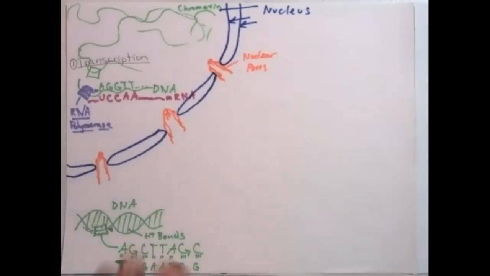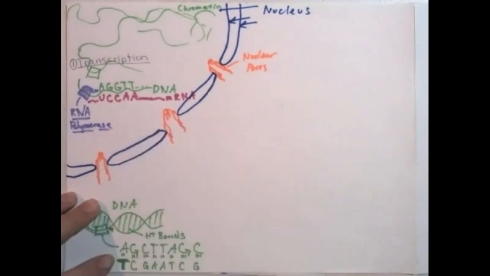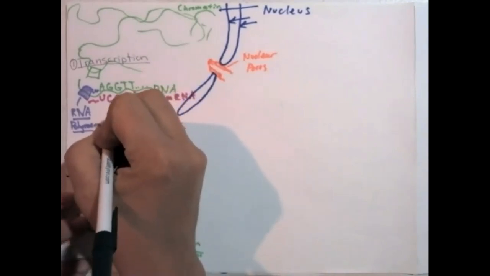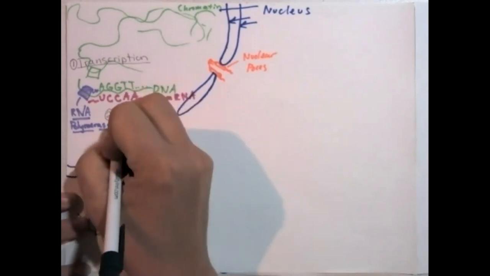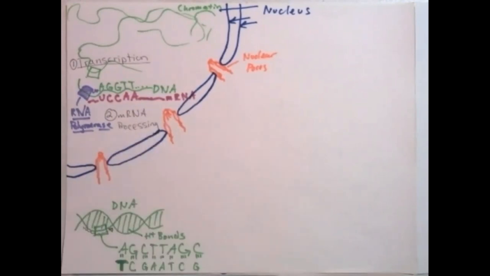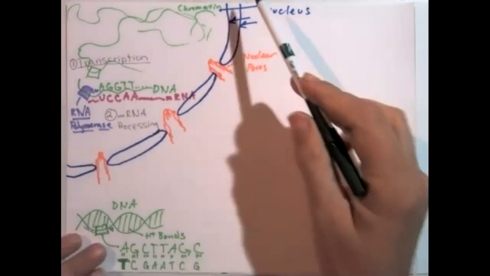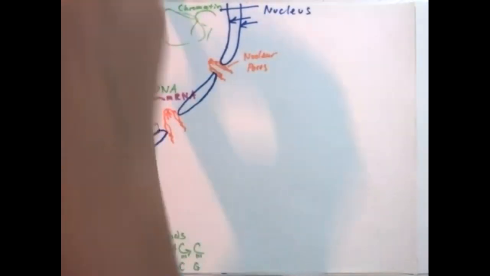All right, so let's draw that in. Before the mRNA can leave the nucleus, step number 2 is mRNA processing. I am going to show the end result because, of course, I didn't leave myself enough room here. So I'm going to show you the end result of this processing.